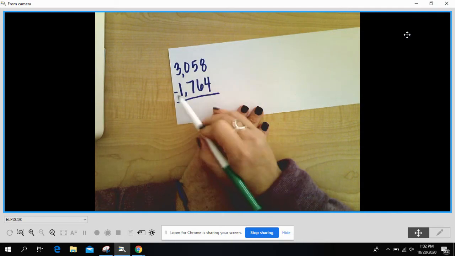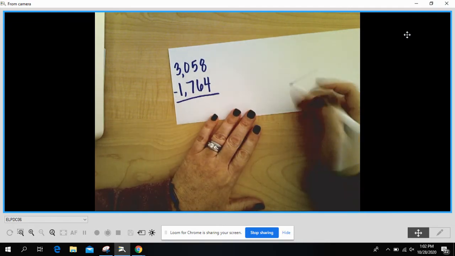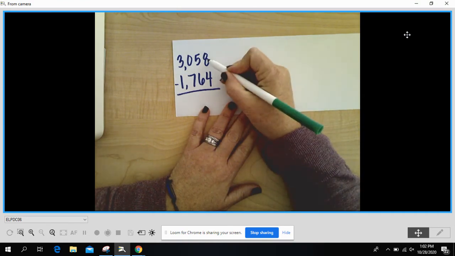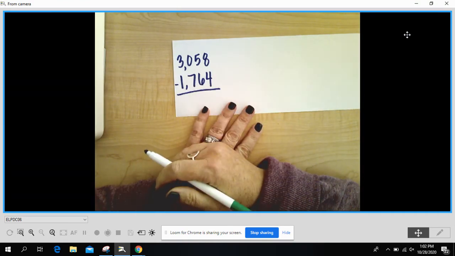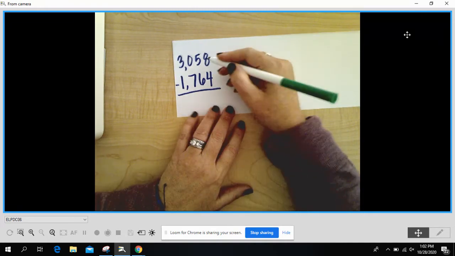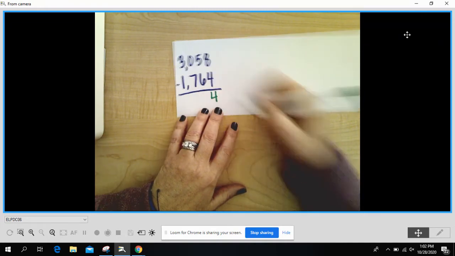Here's 3,058 minus 174. Let's get straight to solving. I look at my ones place, and it's asking me to do 8 minus 4. Can I do that? Yes, I certainly can. I can do that with no regrouping. 8 minus 4 is 4.